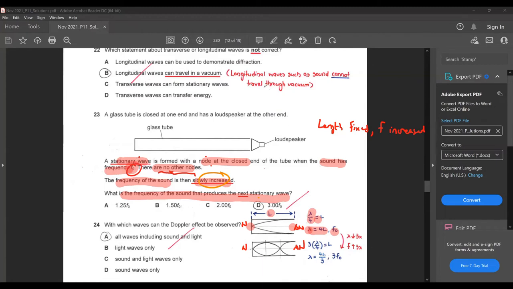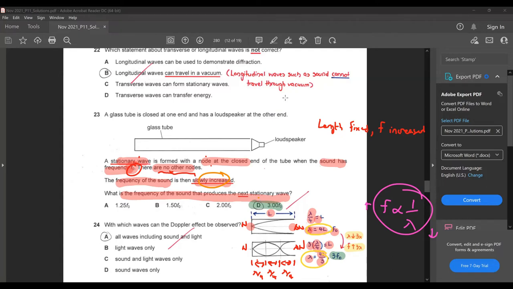If you go and increase it to the next stationary wave, this is now your new pattern. This one is actually going to be 3/4 lambda. As you can see, lambda over 4, lambda over 4, lambda over 4. You will have 3/4 lambda equals L. So lambda is 4L over 3. Before, lambda was 4L, now it's 4L over 3. You can see that lambda has decreased by 3 times. So frequency must increase by 3 times, because frequency is always inversely proportional to wavelength. If one of them drops, the other must increase by the same factor. So your new frequency would be 3 f naught. Okay, answer is D.